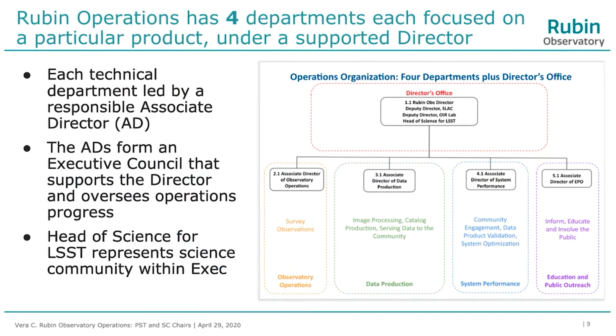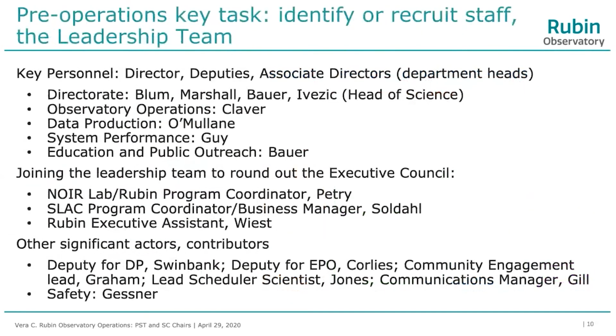Okay, so who are the people involved in these roles? So the key personnel, the ops exec is listed here. In the director's office, we have Bob Blum, Amanda Bauer, our deputy directors, Jean Ivasic is head of science for LSST. In the ADs for the different departments, we have Chuck Claver in observatory operations, Will Omerlan is leading the data production department, Leanne Guy is head of department for system performance, and Amanda Bauer is doing double duty at the moment as AD for education and public outreach.